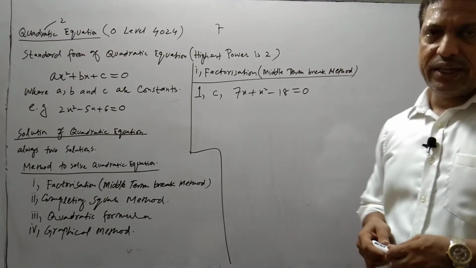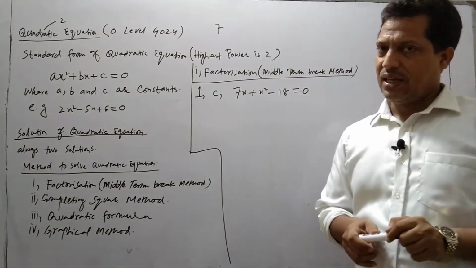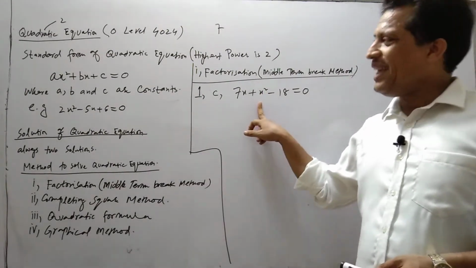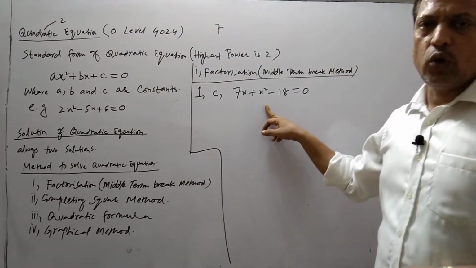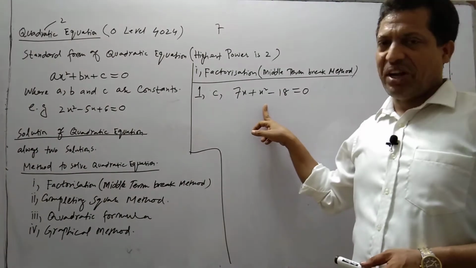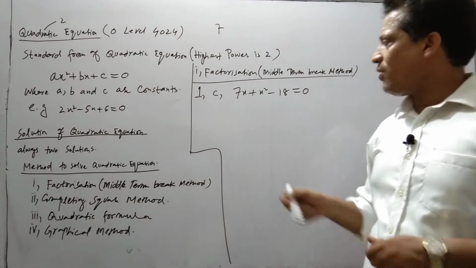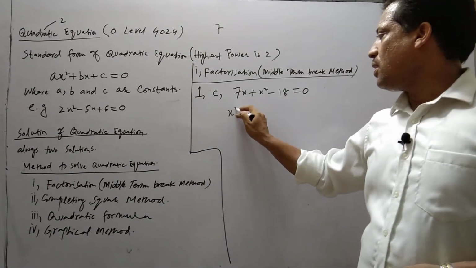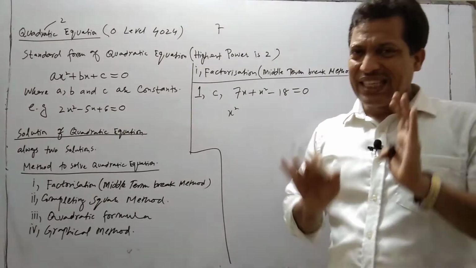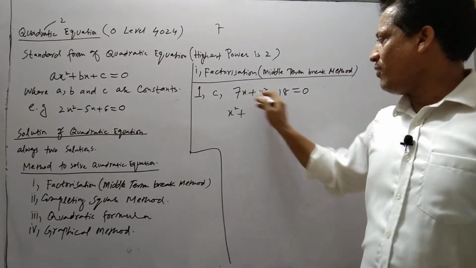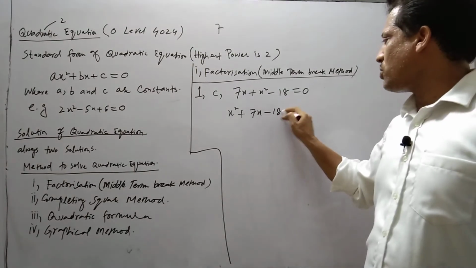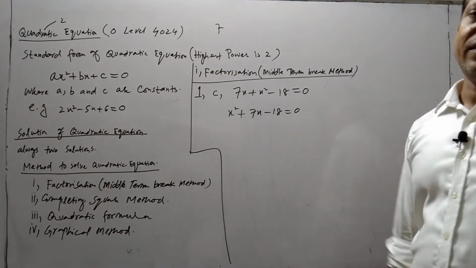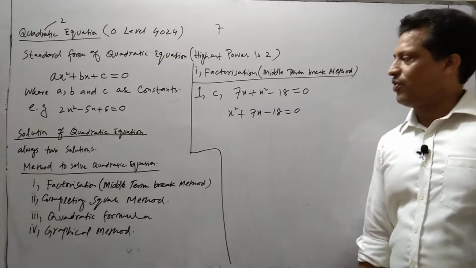How to solve this quadratic equation? First we have to check whether our given question is in standard form or not. The answer is no. This is not in standard form. What is standard form? First we have to write x square, then without x square, that is x, and then the constant. Now this equation is in standard form.